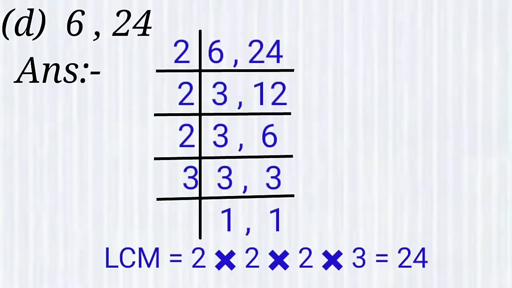D part is 6 and 24. So now we know 6 and 24 is divisible by 2. So it gives us 3 and 12. Now 3, here you can see 12 is divisible by 2. So 3 will write as it is, and 12 gives us 6. Now 6 is divisible by 2. So 3 we will write as it is, and 6 gives us 3. Now 3 and 3 is divisible by 3. So it gives us 1 and 1. So LCM is equal to 2 into 2 into 2 into 3 is equal to 24 answer.